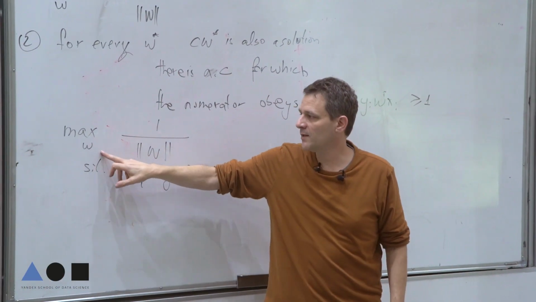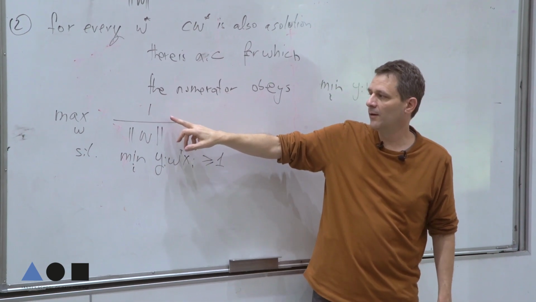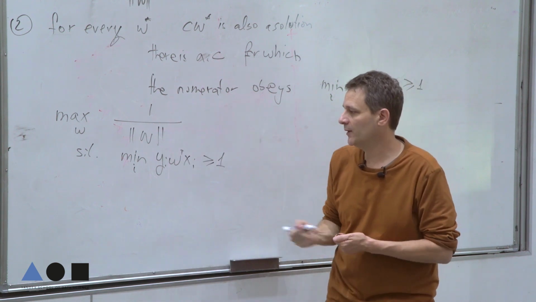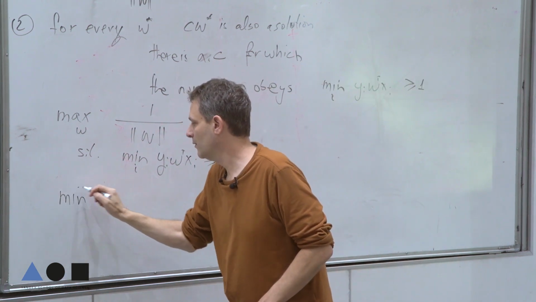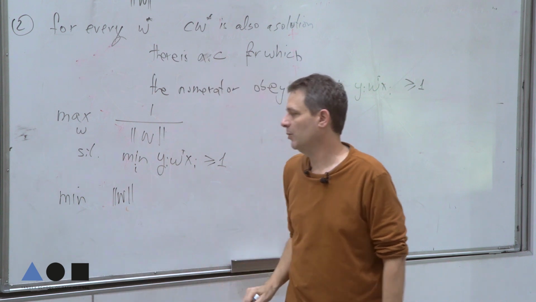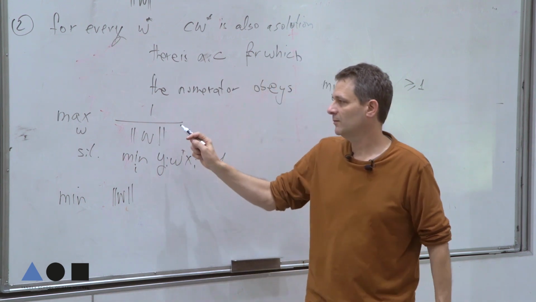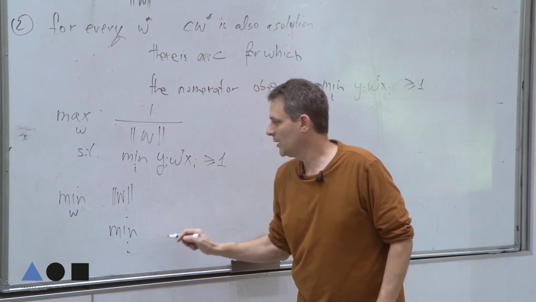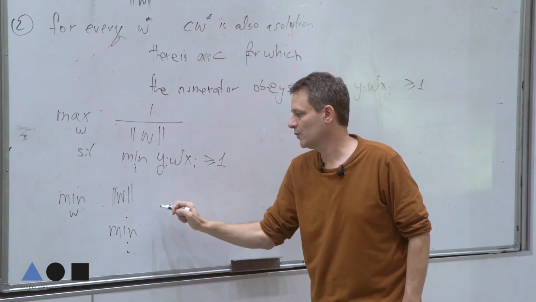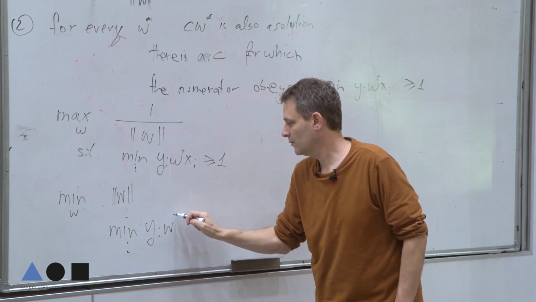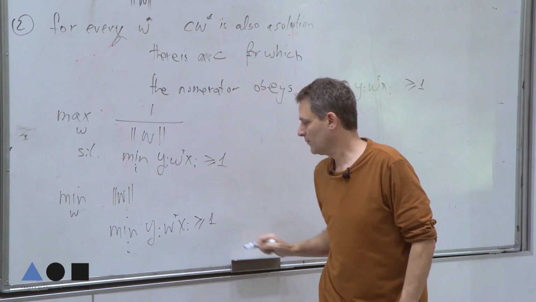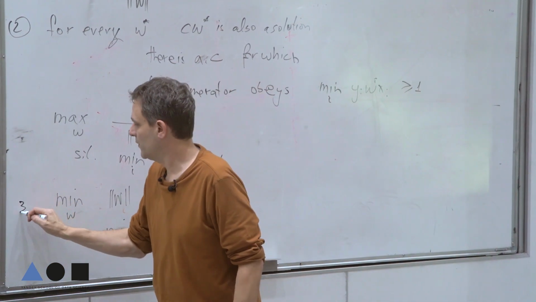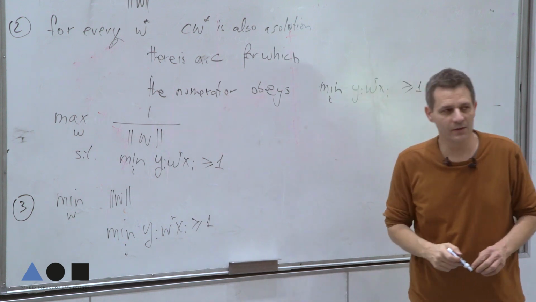If you want to maximize over w 1 over norm of w, this is equivalent to minimizing norm of w, right? It's the same, because clearly the solution to this would be the solution to this. The next step, right? So this is 3. The next step is the following.